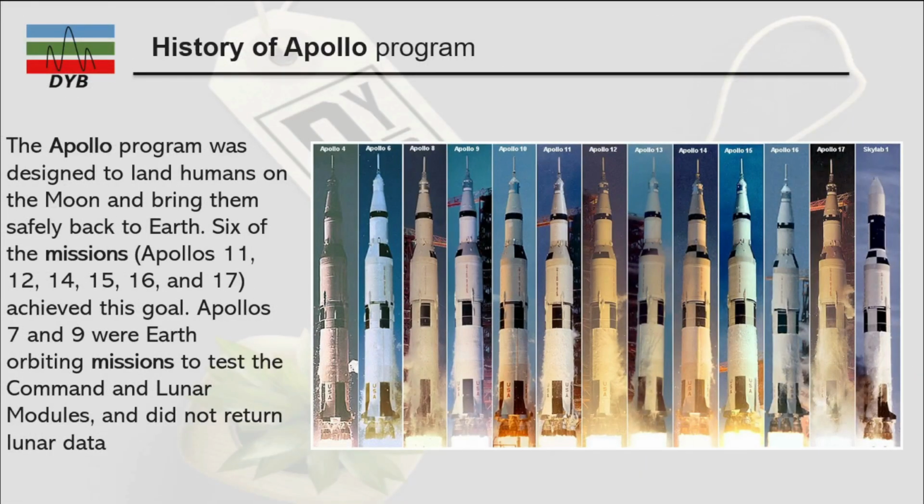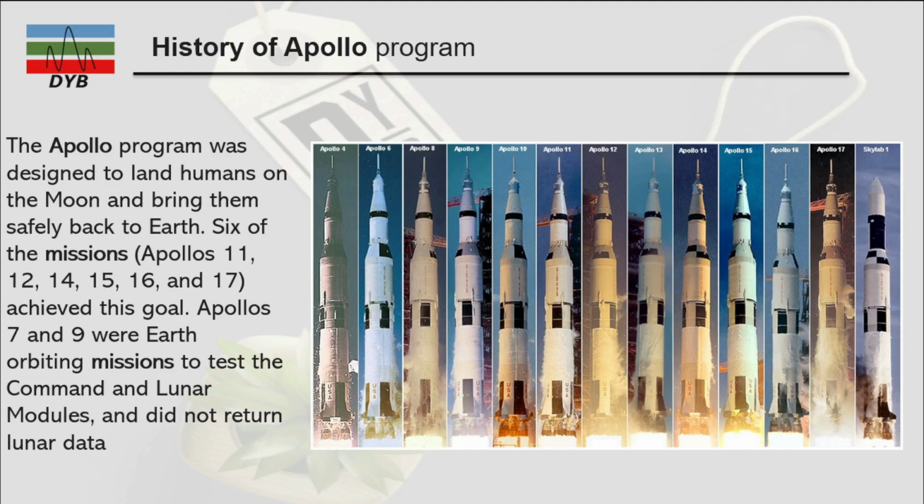So let's look at the history of the Apollo program. The Apollo program was designed to land humans on the moon and bring them safely back to the Earth. There were 6 missions performed to date: Apollo 11, 12, 14, 15, 16 and 17. These were the missions planned for sending humans to the moon's surface. Obviously, before that they had some uncrewed missions, where there was no human being involved.